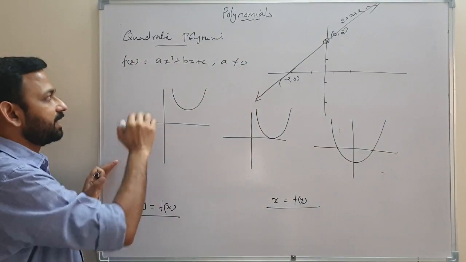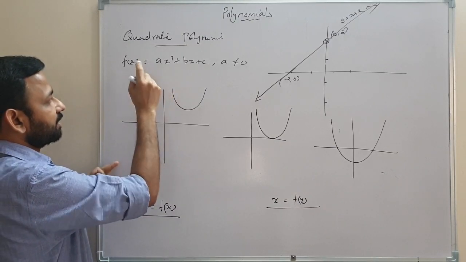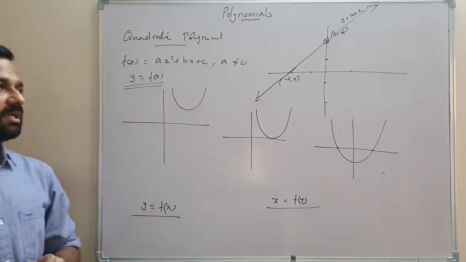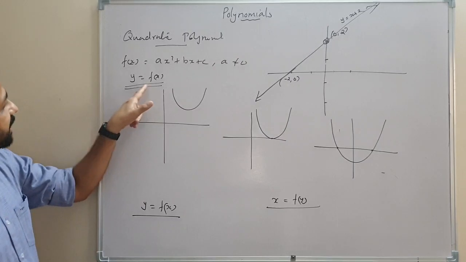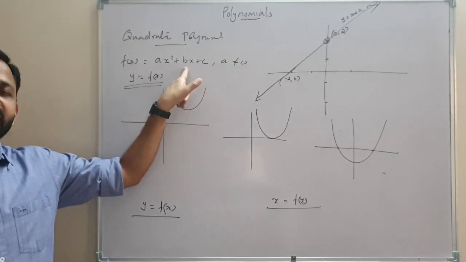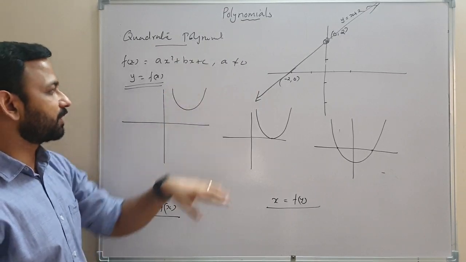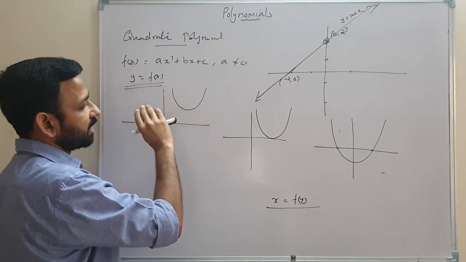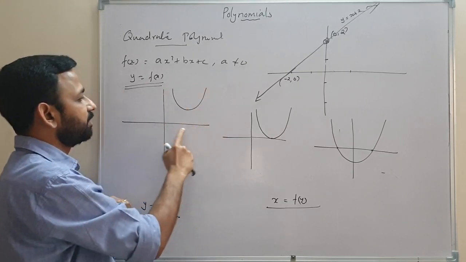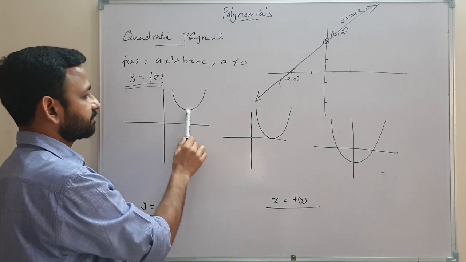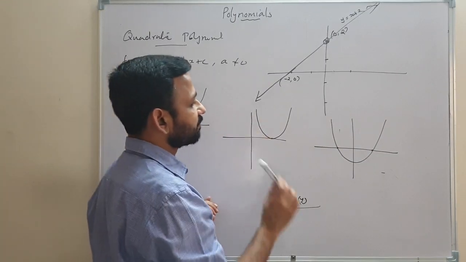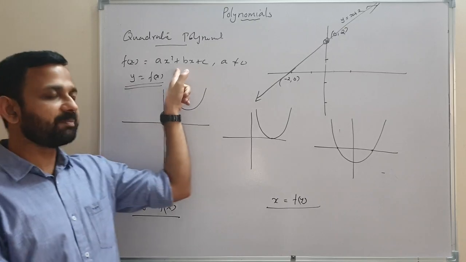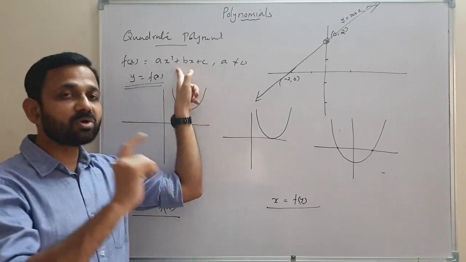So if the polynomial is in this form, y is equal to f of x, or the variable is x, then if you want to find the number of zeros of the polynomial, we need to find at how many points the graph of the polynomial intersects the x-axis. So here it is not intersecting, here exactly at one point, here at 2 points. That means that the number of zeros of a quadratic polynomial is at most 2.